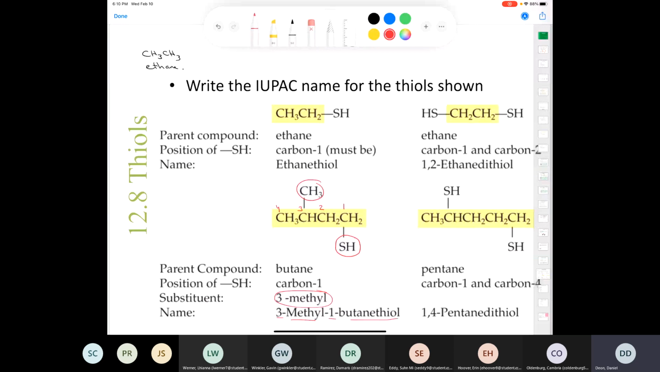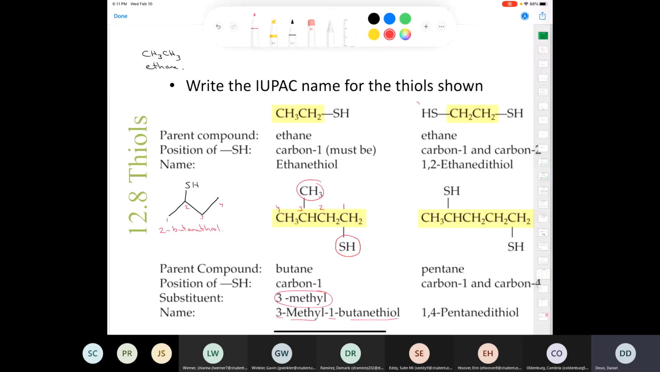Okay? 1-butane thiol. And you might be asking, what about 2-butane thiol? Is there such a thing? Look, if I had 1, 2, 3, 4 carbons, and I had a thiol here, I would call that 2-butane thiol. Okay? There we go.